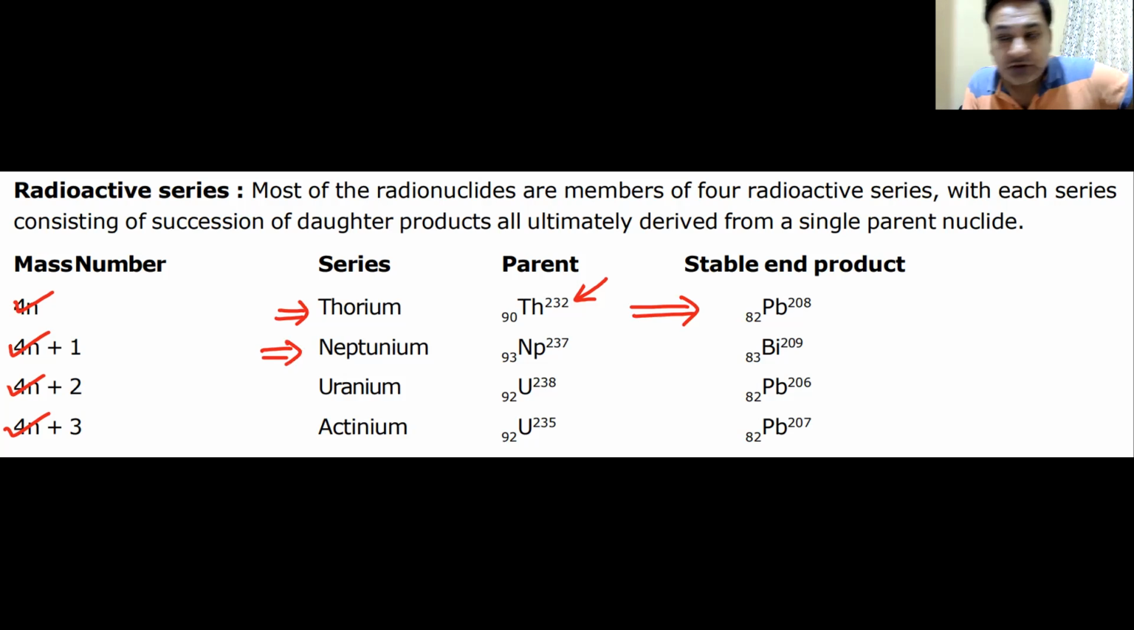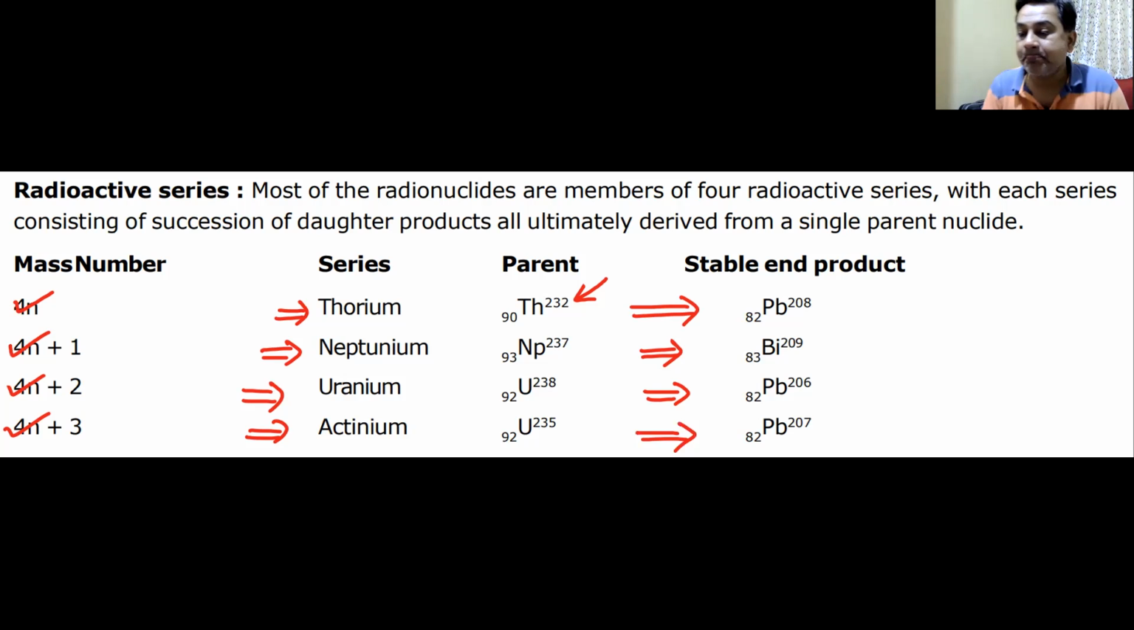It starts with Neptunium 237, 93 and ends on bismuth 209, 83. Do we understand this? Then we have the 4N plus 1 series, which is uranium U238. It ends on lead 206. The actinium series starts with uranium 235 and ends on lead 207.